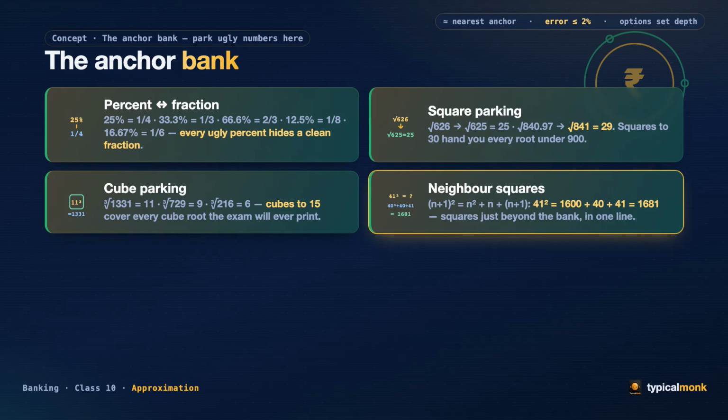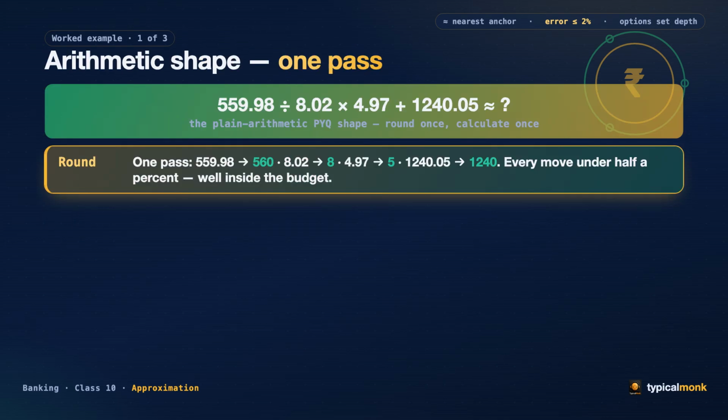And the fourth account, neighbor squares, the squares just beyond the bank in one line. N plus 1 squared equals n squared plus n plus 1. So 41 squared, 1600 plus 40 plus 41, 1681. No multiplication, one breath. Let us take the first worked example, the plain arithmetic shape.